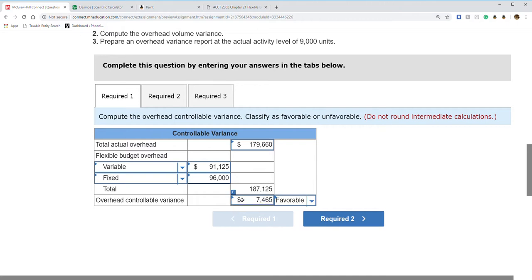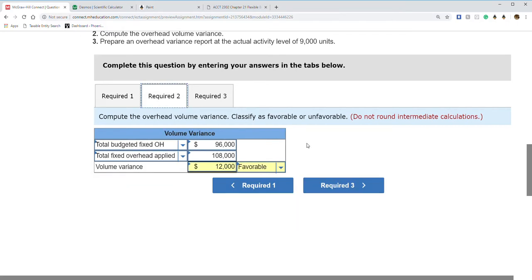Again, Connect's going to add those two up. So all you have to do is subtract, and you're going to have this 7,465. And again, Connect's going to do this as a positive. Basically, yours is going to turn negative again. I don't like how Connect does this. But basically, our budget was greater than our actual, so it is favorable. Okay? If we subtract, this would be negative, it'll be favorable. Again, it's that opposite thing that overhead likes to do.